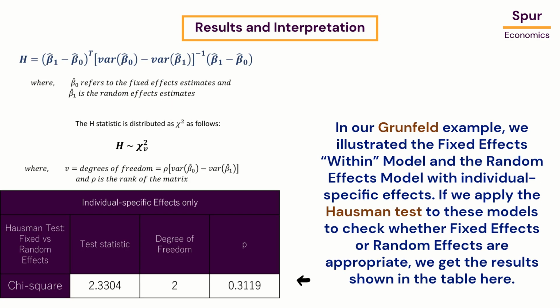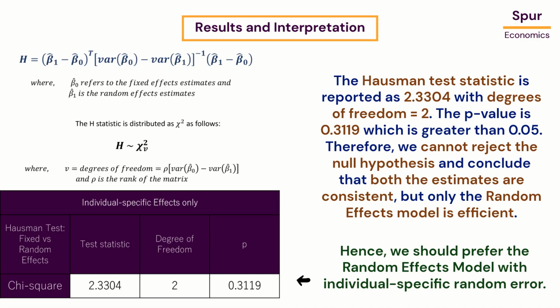In our Grunfeld example, we illustrated the fixed effects within model and the random effects model with individual specific effects. If we apply the Hausman test to these models to check whether fixed effects or random effects are appropriate, we get the results shown in the table here. The Hausman test statistic is reported as 2.3304 with degrees of freedom equal to 2. The p-value is 0.3119, which is greater than 0.05. Therefore, we cannot reject the null hypothesis and conclude that both the estimates are consistent, but only the random effects model is efficient. Hence, we should prefer the random effects model with individual specific random error.